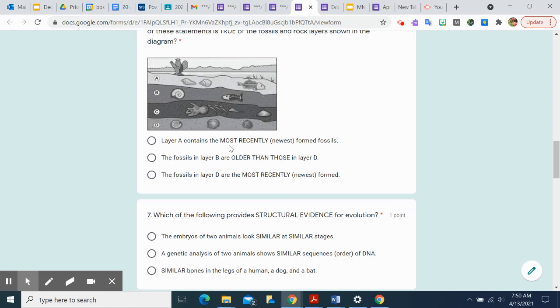Layer A contains the most recently formed, or newest, fossils. The fossils in layer B are older than those in layer D. The fossils in layer D are the most recently formed, or newest.